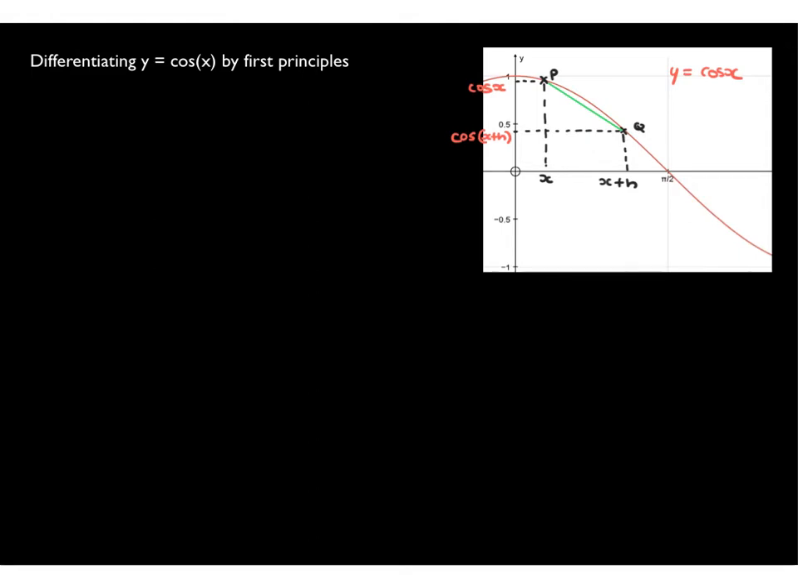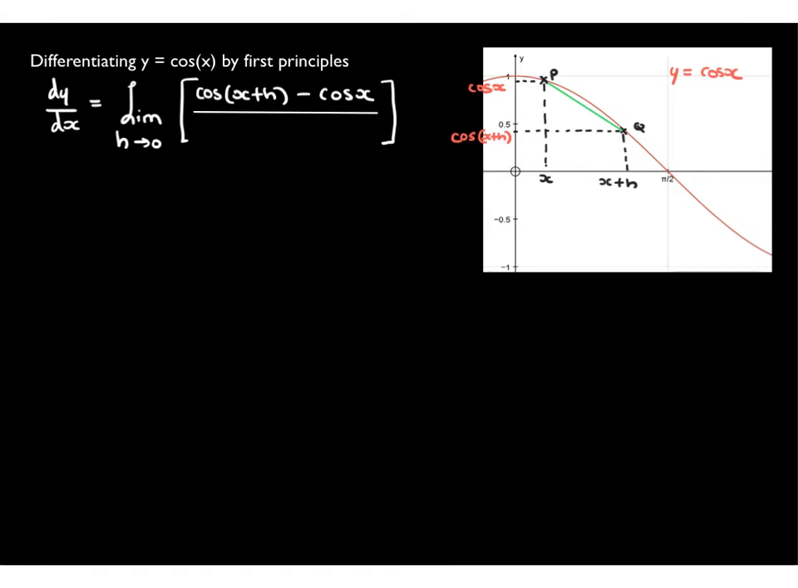Notice its negative gradient between 0 and pi. So let's apply what we know about differentiation from first principles. dy by dx is equal to the limit of the gradient of the chord PQ as h approaches 0. And I'm going to set the calculation up as cos(x + h) minus cos x. It doesn't matter which value is bigger; really, it will all work out in the end.